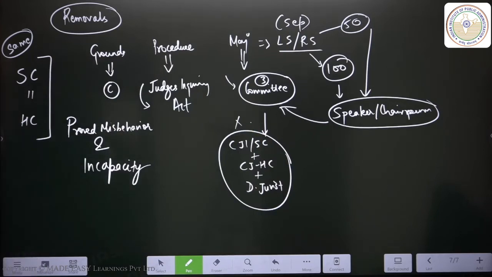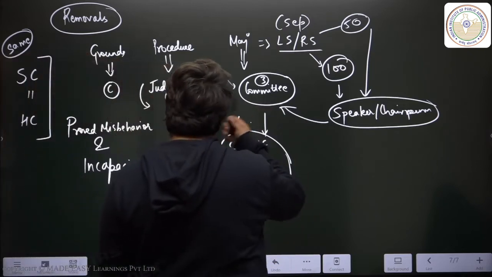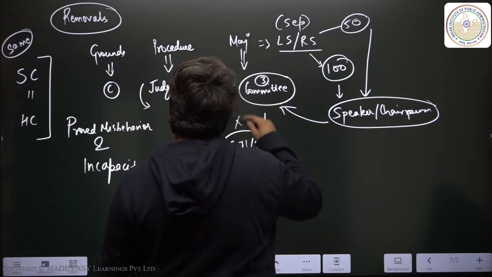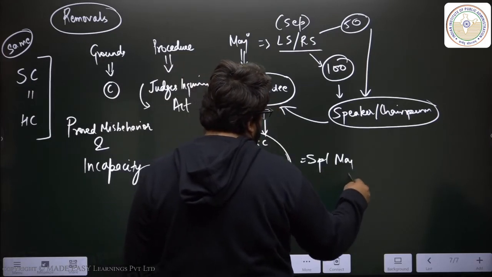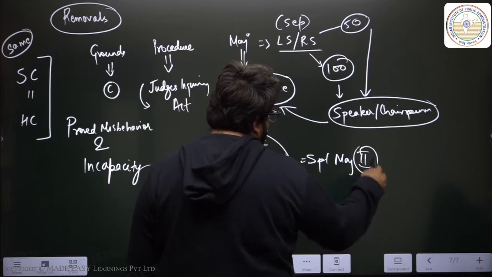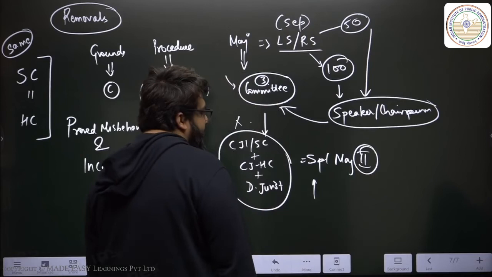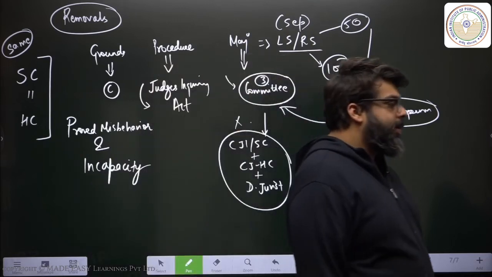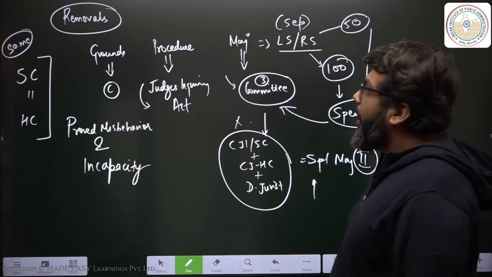And then once the committee has said that nahi boss, इसमें तो कुछ झोल है, we recommend that this judge be removed, then you will require what is called a special majority in both the houses, which is more than 2/3 of those present and voting, in such a way that it is more than half of the total strength of the house.